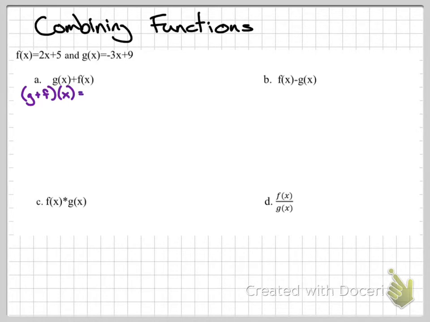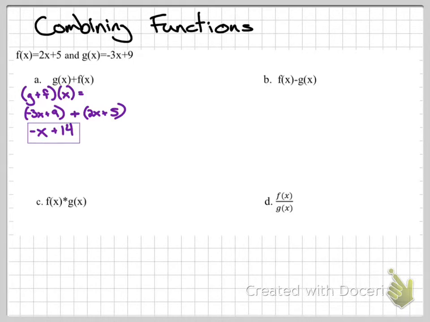So we want to take the first one. Make sure you take them in the order they're written. So g of x, so negative 3x plus 9. Always use parentheses when you're plugging in. And then it says plus, and then we want to add f of x, 2x plus 5. Parentheses don't really mean anything for addition, so I can just add those up. Negative 3x plus 2x, 9 plus 5. This is what g of x plus f of x equals.